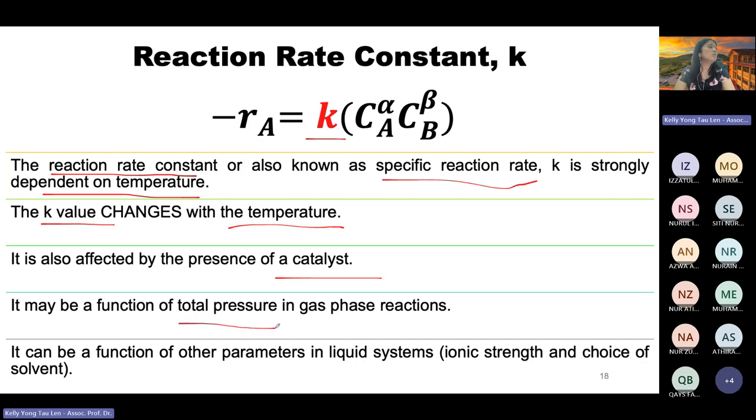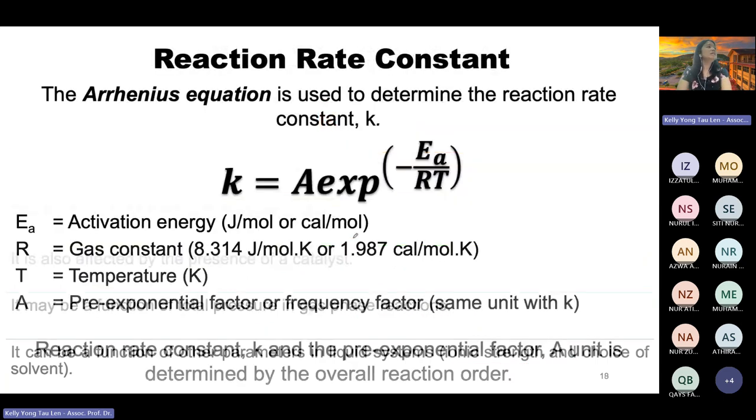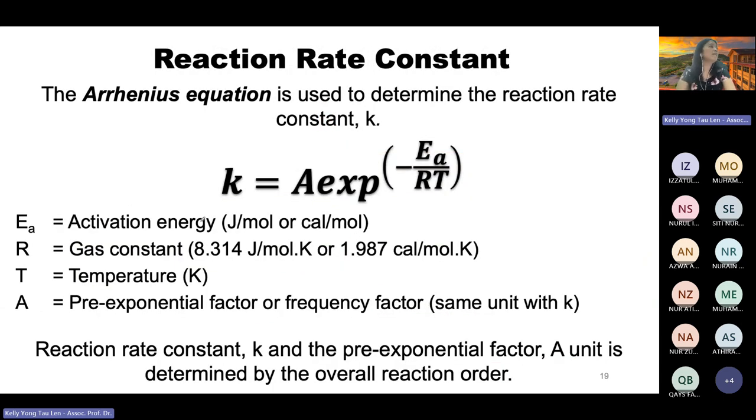Or sometimes you can also change the pressure, the total pressure, if it's a gas phase reaction. Or it can be a parameter of other properties such as ionic strength and solvent kalau liquid system. Okay, tapi case 2, 3 and 4, this is not something that we will go further. Catalyst later on dalam chapter 8, kita akan fokus terhadap kesan suhu. How do we increase the value of K through change of temperature? Okay, this can be explained through an equation.